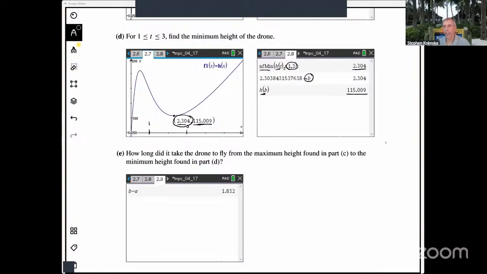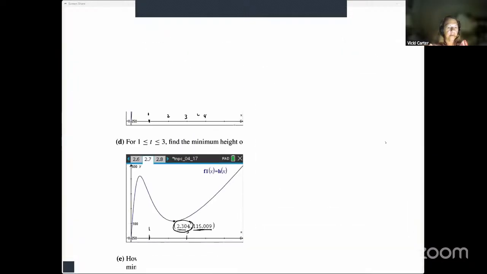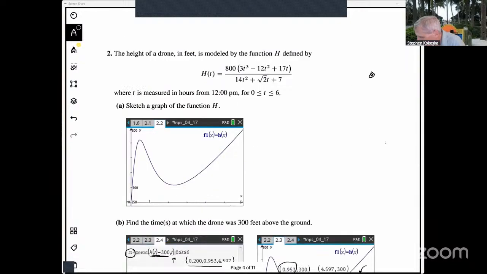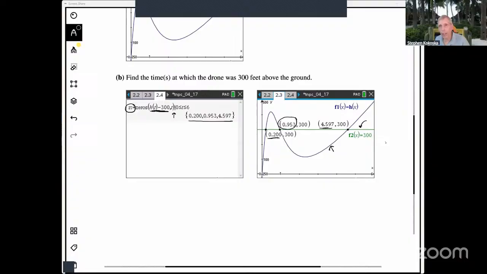Go ahead, Vic, sorry. I was going to ask you to scroll back up to the one where you had the green horizontal line, like y equals 300. Okay. Where is it? Was it not this one? It was the other one. Here it is, right here on the left. Yes.